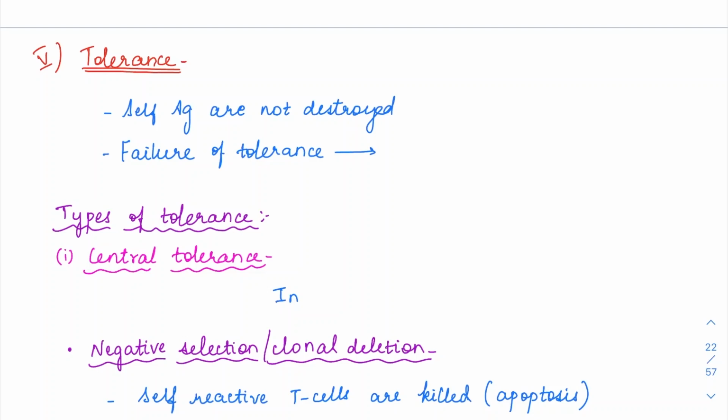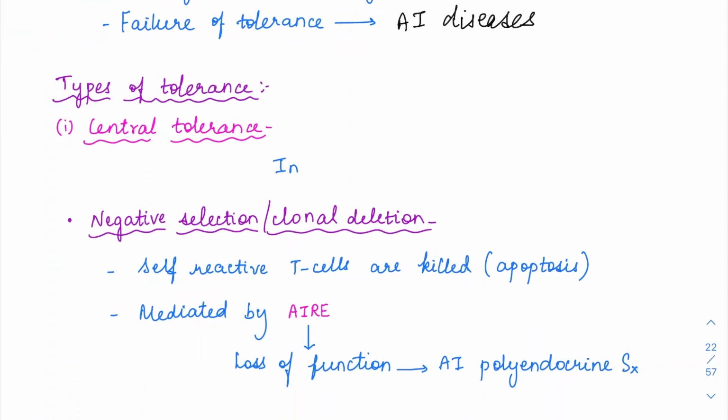Our body is tolerant to self antigens. So this failure of tolerance is the one which is going to lead to autoimmune disorders. Self antigens are going to be destroyed in these autoimmune diseases because tolerance is lost. We have two types of tolerance, central and peripheral.